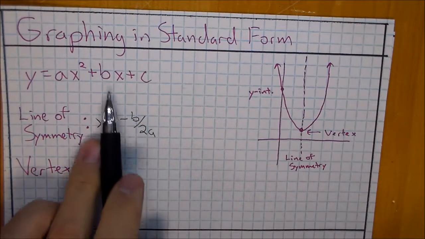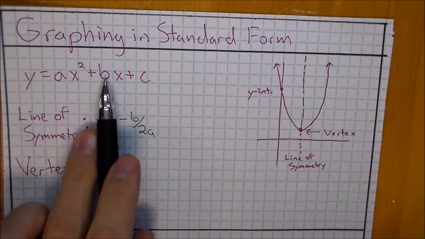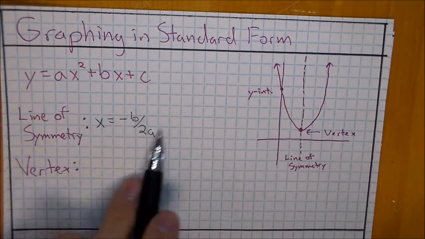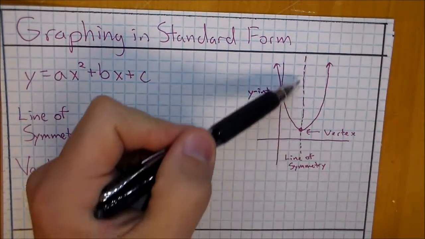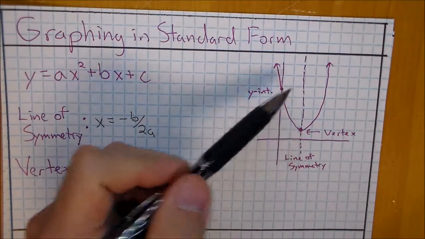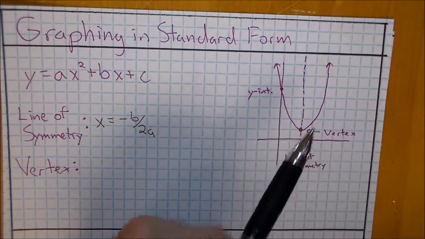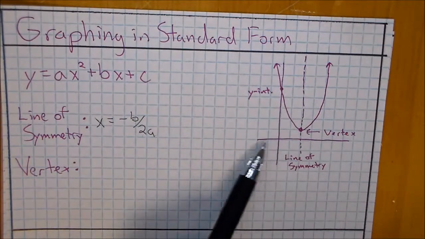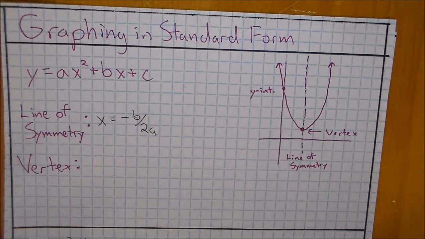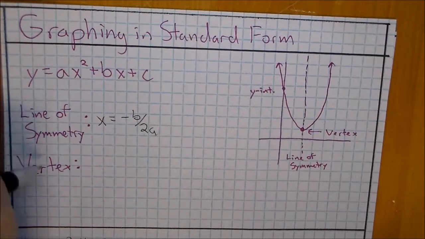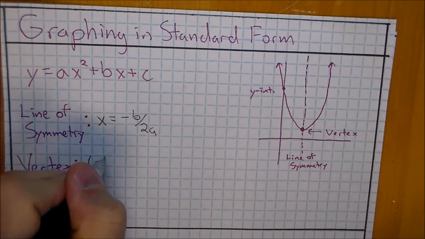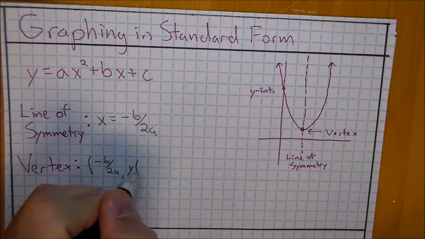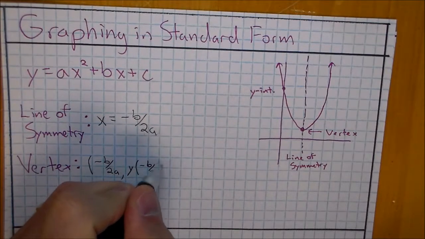So when we substitute in the negative b value, the negative coefficient on the x, over 2 times the coefficient of a, it's going to give us the value of the line of symmetry that the parabola reflects on. What's important about that is on the line of symmetry is the vertex. So we are first going to figure out the x value and then figure out the y value from that. So from the line of symmetry we get our vertex, which is negative b over 2a, or the same thing, y of negative b over 2a.